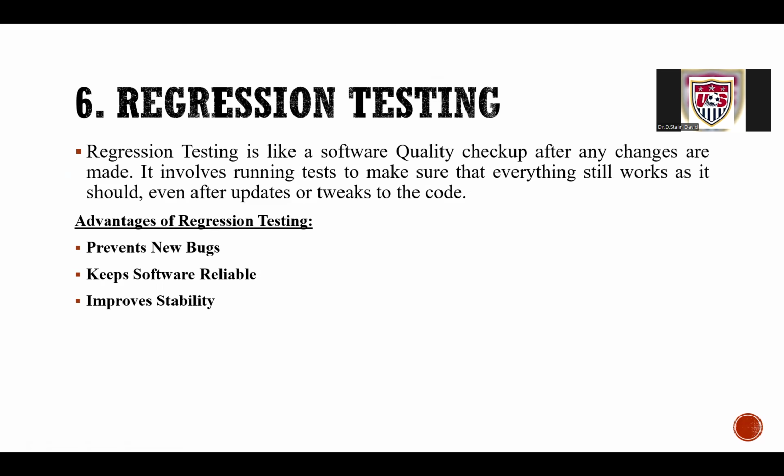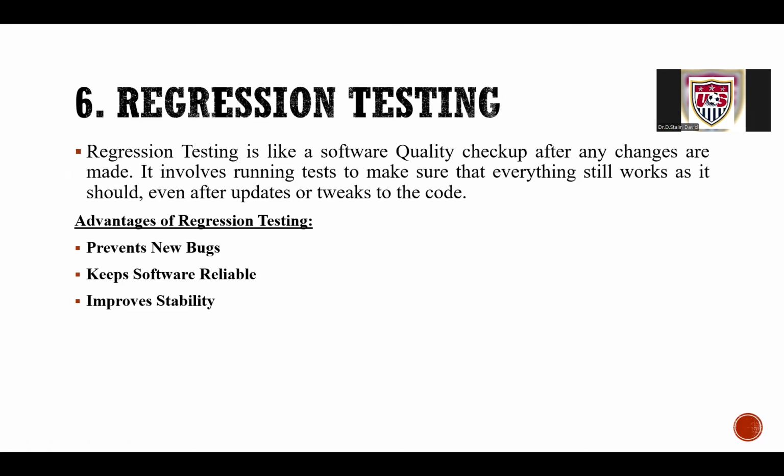And next one is regression testing. So regression testing means it is the software quality checkup. And also it involves running tests to make sure that everything still works perfectly, even after updates or tweaks to the code. So it mainly ensures that the software remains reliable. And also it checks whether the functions are working properly or not, and maintains the integrity through the entire development life cycle. That is regression testing.